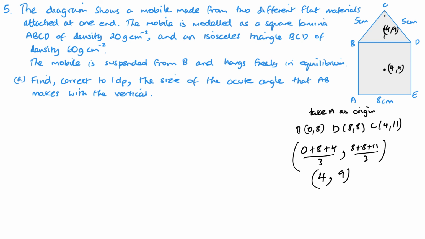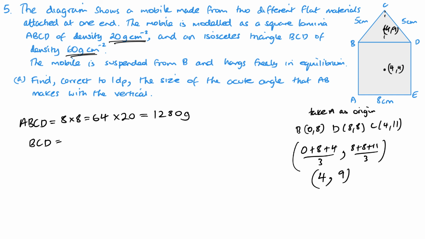Now we need to look at the actual masses. So we've got the two here for our square and our triangle. So square is 20 grams per centimeter squared. So let's do that. A, B, C, D. So its area is 8 by 8, which is 64. We want to then times that by 20 grams per centimeter squared. So 1280 grams.